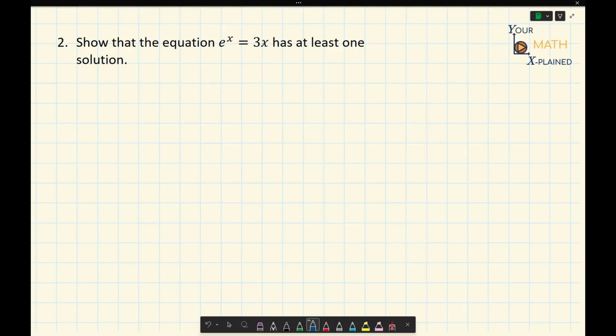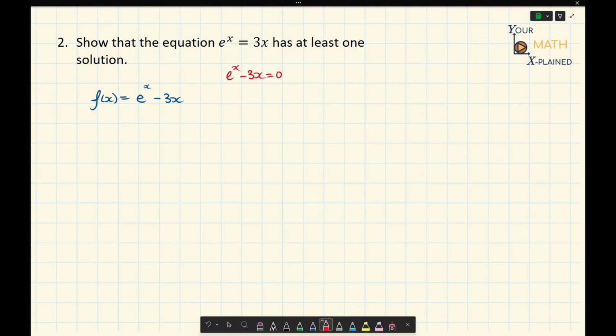So the first thing we're going to do is move all the terms over to one side. Which means we're going to let our function f of x be equal to e to the x minus 3x. Because saying that the equation e to the x is equal to 3x has at least one solution is the same as saying e to the x minus 3x is equal to 0 has at least one solution.